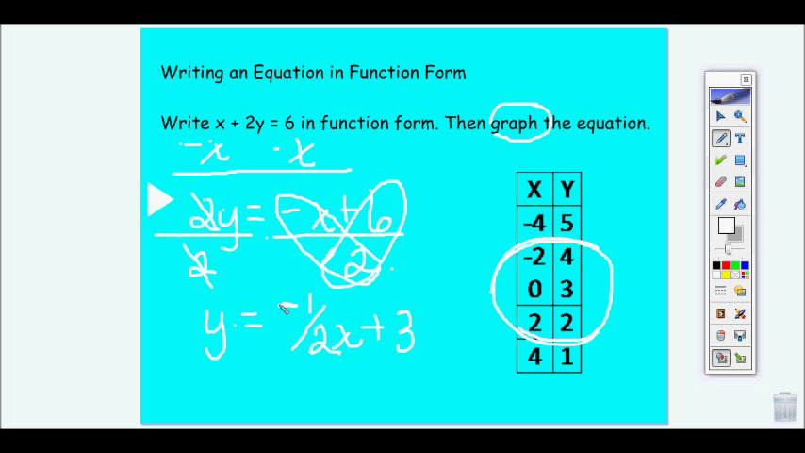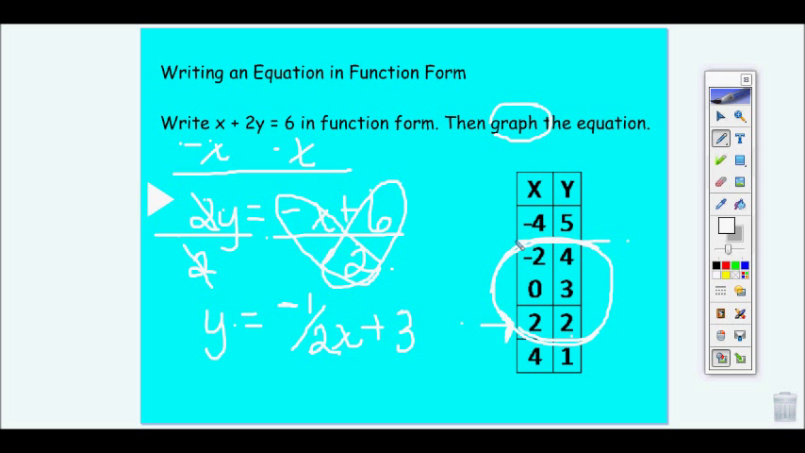0 is always your favorite. That's your easiest one to substitute in because when you put that in with that coefficient, you're always going to end up with 0. So 0 plus 3 gives me 3. And now if I substitute in my +2, -1/2 times 2 would give me a -1. -1 plus 3 would give me 2.